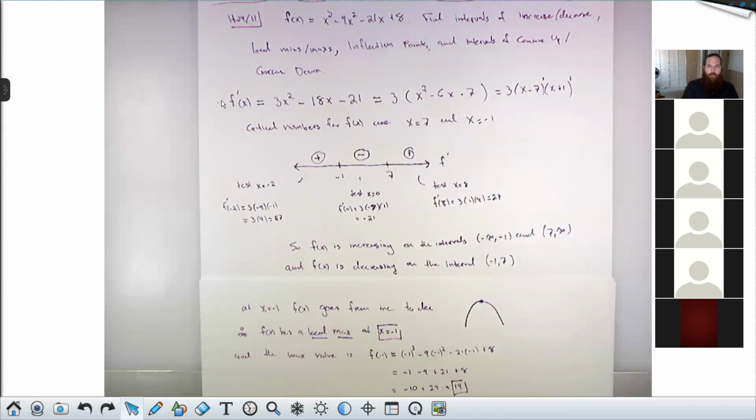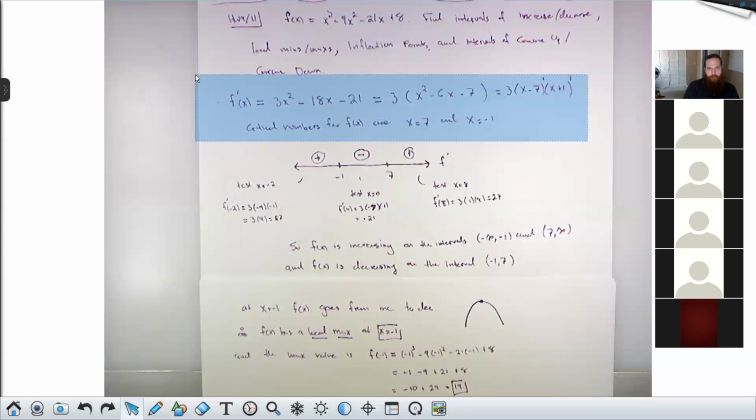So let's go through this one bit at a time. Are there any questions on the calculation or factoring of f prime or how I found the critical numbers? Any questions about this step?